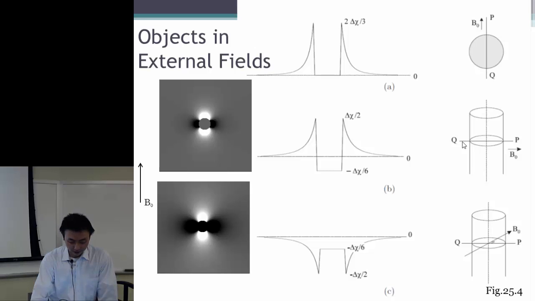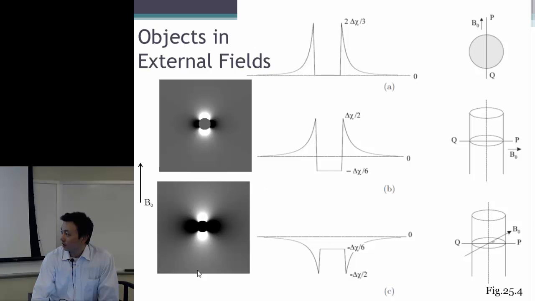For these two, they are different cases of the cylinder simulation. We can see that if this cylinder is perpendicular to the external field, the field inside the cylinder is at a fixed value of minus delta chi over 6. As we can see here, it has a lower value relative to the background, but here we have the same value as the background.